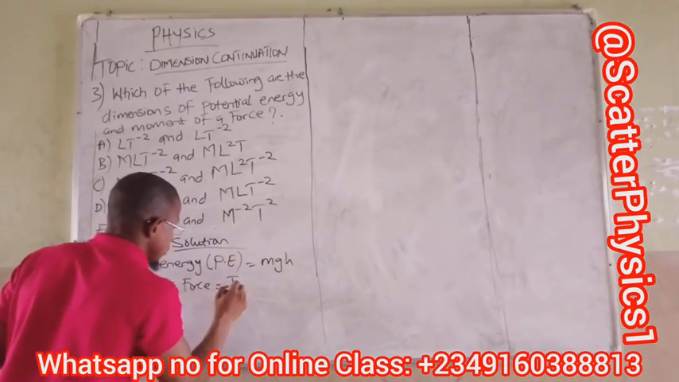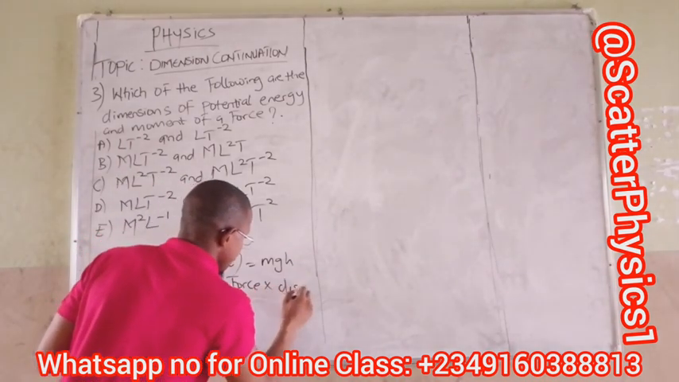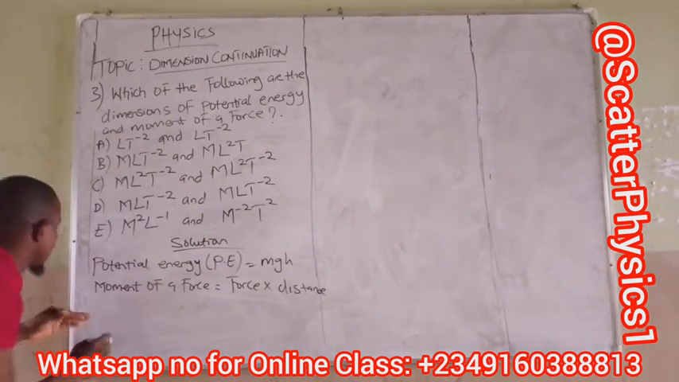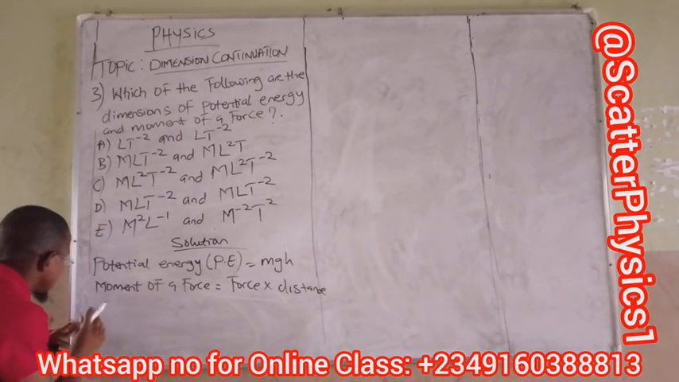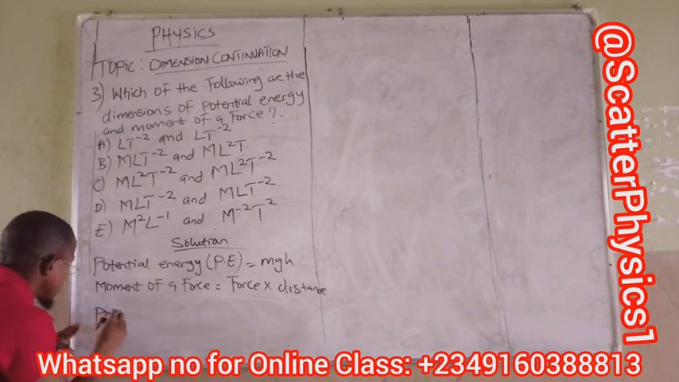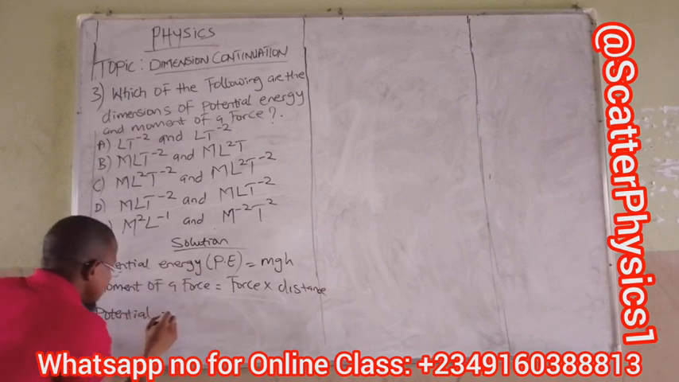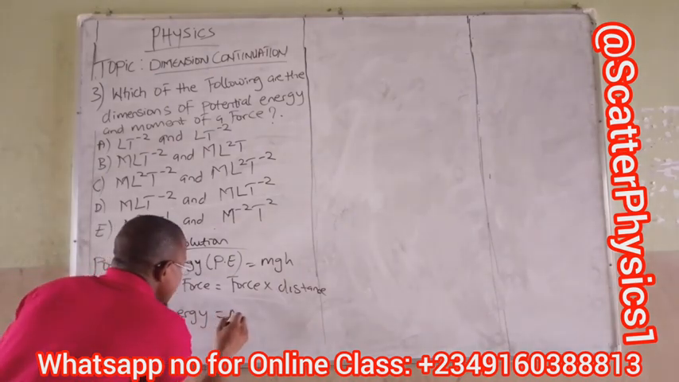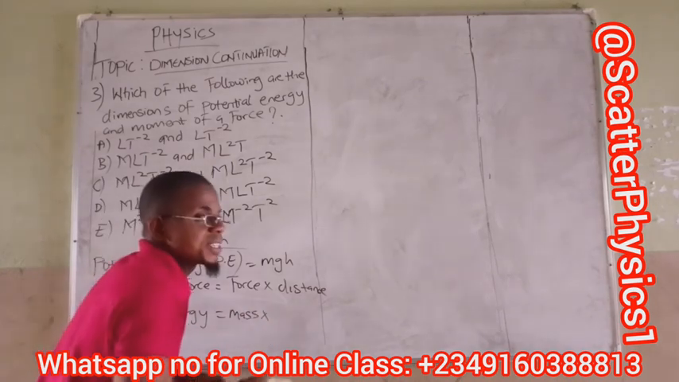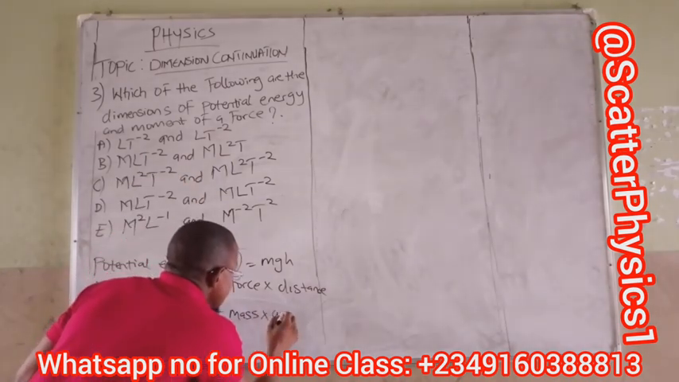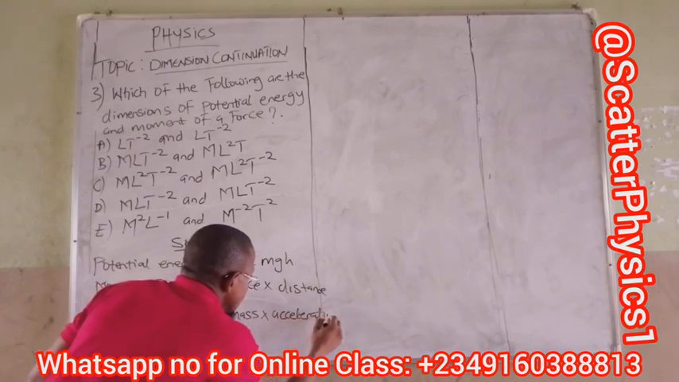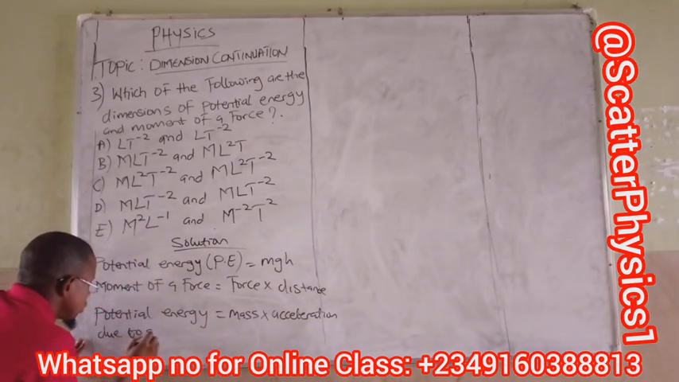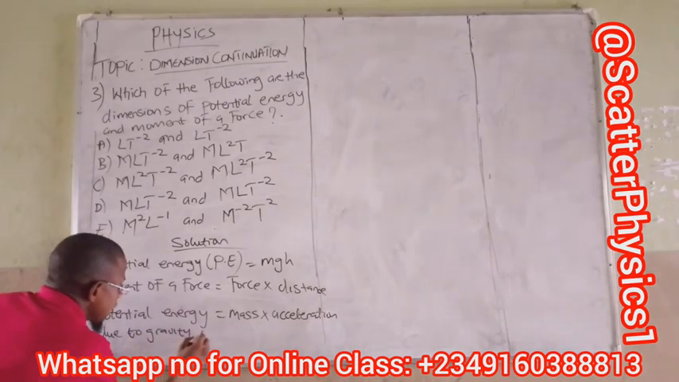Moment of a force is equal to force times distance. Then we go for potential energy first. Potential energy equals mass times g, where g is acceleration due to gravity, times height.